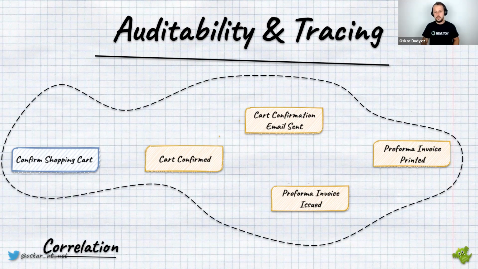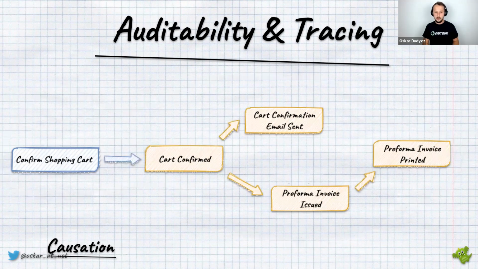And in an event, we can also store the correlation. If we store in each event, as metadata, information about the entry command and entry request, and pass it to all of our processing, then based on the correlation, we can search and find all of the events that happened for the specific request. And thanks to that, we are getting traceability.